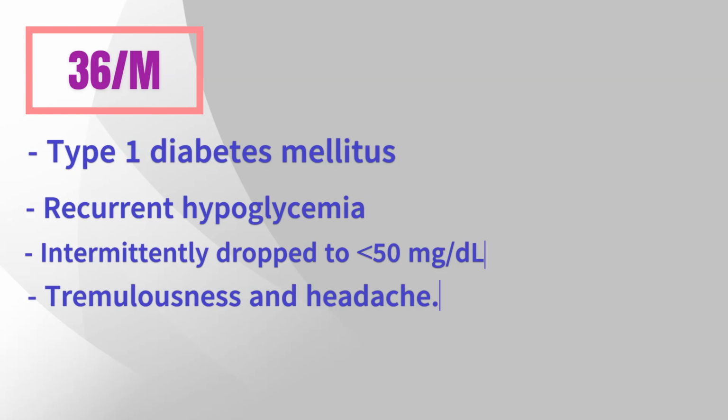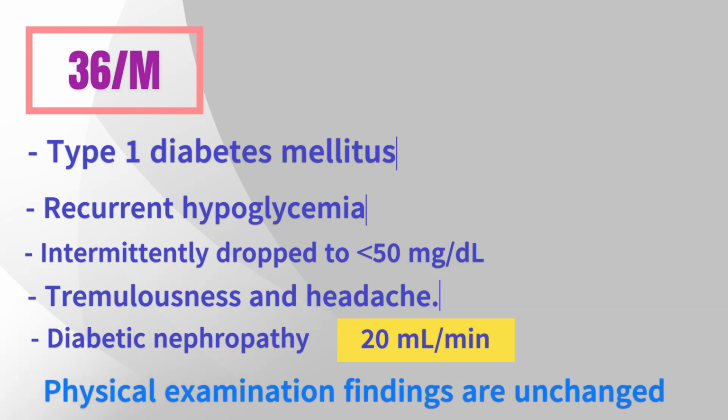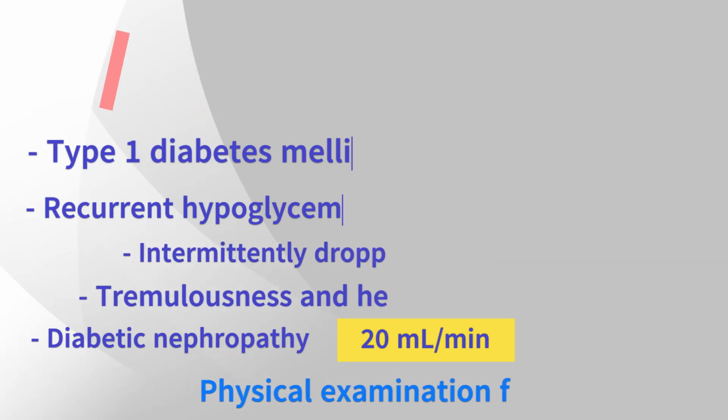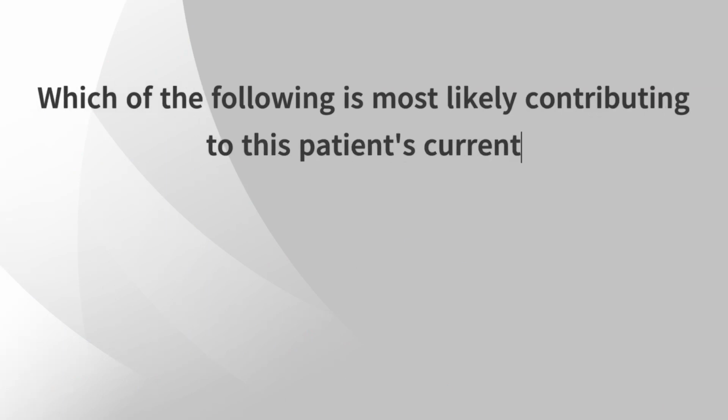The patient's other medical conditions include chronic kidney disease from diabetic nephropathy. His estimated glomerular filtration rate has declined to 20 ml per minute in recent months, and he is under consideration for initiation of hemodialysis. Physical examination findings are unchanged from the previous office visit 3 months ago. The question is: which of the following is most likely contributing to this patient's current glycemic disturbances?